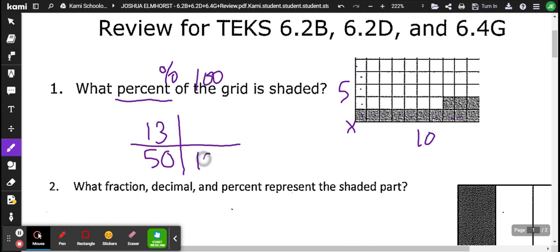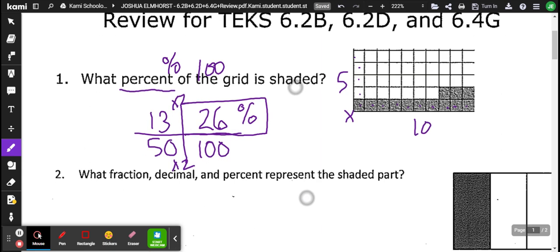So we go down here to our percent fraction, and we can do an equivalent fractions table or chart here. An easy factor of 50 would be multiplying by 2. 50 times 2 and 13 times 2 would give you your percent fraction. So 26 out of 100 would be 26%.